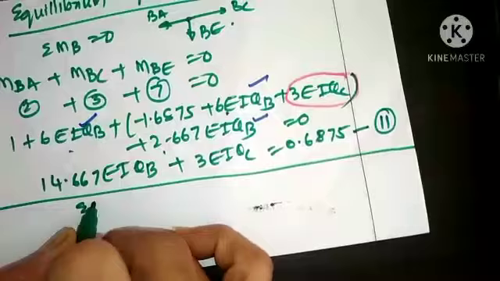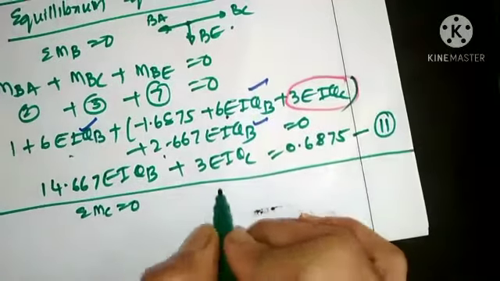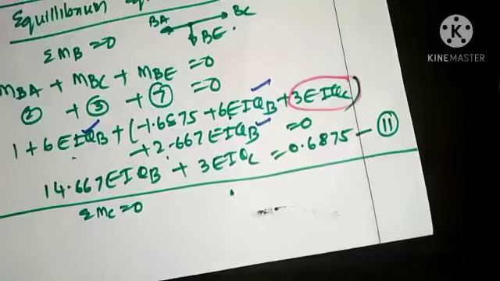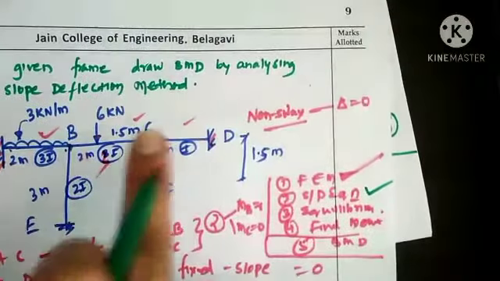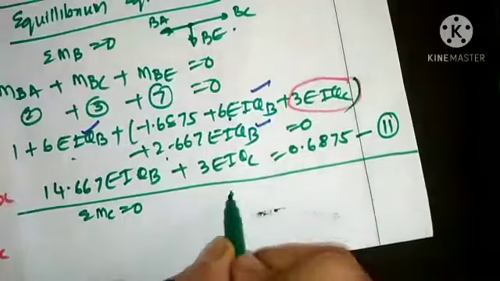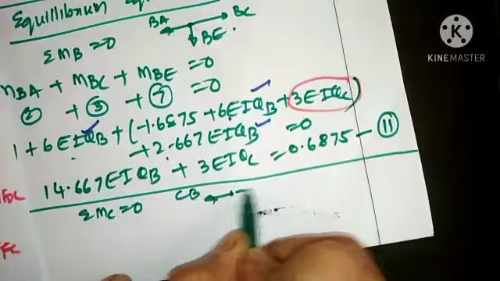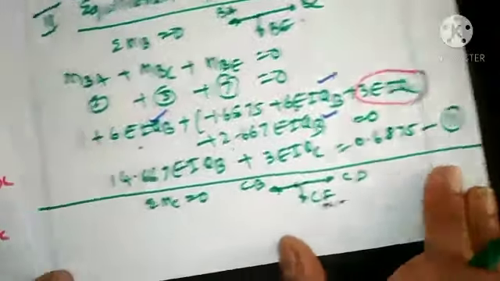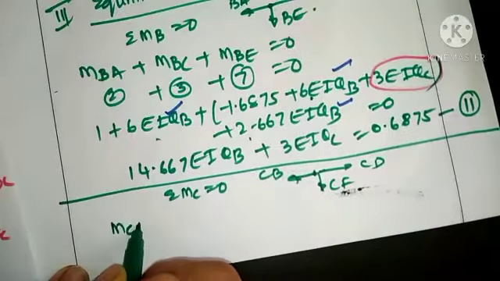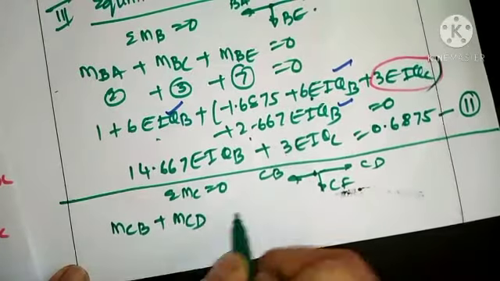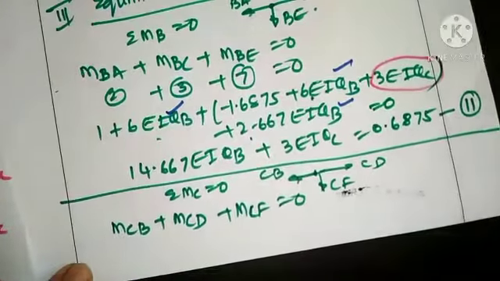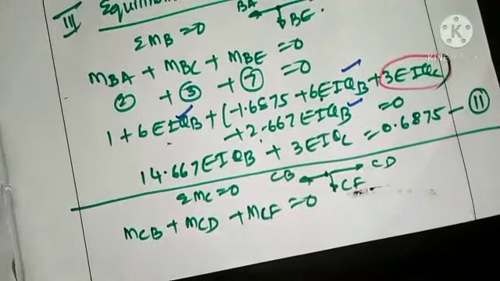Next is summation MC is equal to 0. When I draw the free body diagram of C, there are 3 members connected at C: CB, CF and CD. CB on the left hand side, CD on the right hand side and CF in the vertically downward direction. So this will be MCB plus MCD plus MCF is equal to 0. MCB equation will be equation number 4.